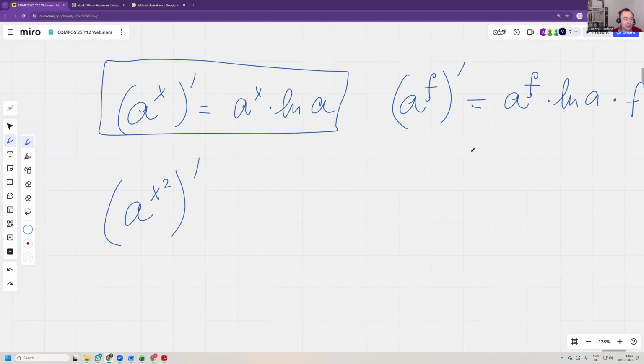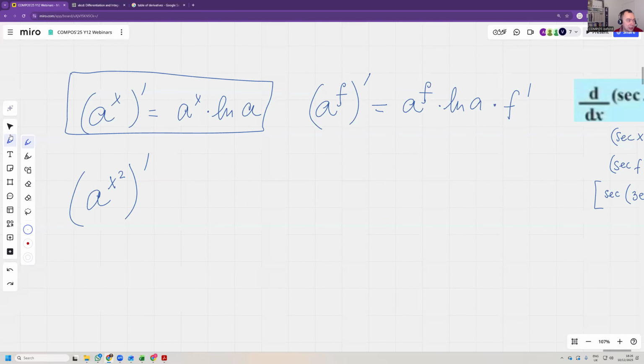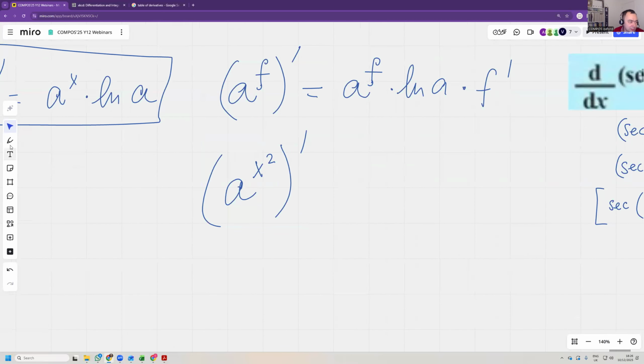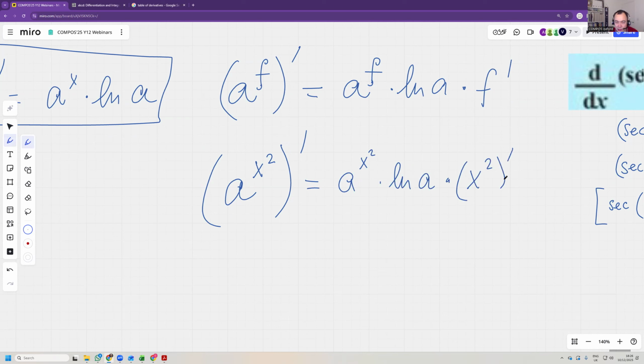So if you want to do a to the power x squared, if you want to apply this rule, this is simply going to be a to the power x squared multiplied by ln a multiplied by x squared dash, which is just 2x. So the answer is going to be 2x, a to the power x squared, multiplied by ln a. I hope that makes sense.